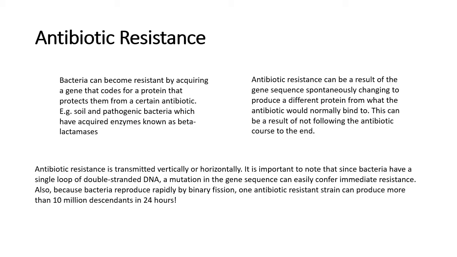So for example, you have soil and pathogenic bacteria, and they have enzymes called beta-lactamases, which are able to break down antibiotics or protect them from antibiotics. Antibiotic resistance can also be due to a gene sequence in the bacteria spontaneously changing. In genetics, we would call this a mutation. So when the genetic material or the genetic sequence of the bacteria changes, it can code for a different protein that the antibiotic is unable to bind to.